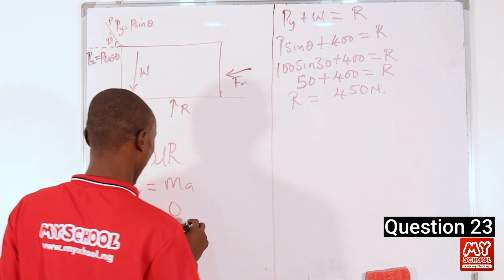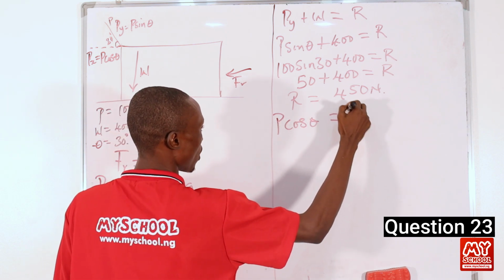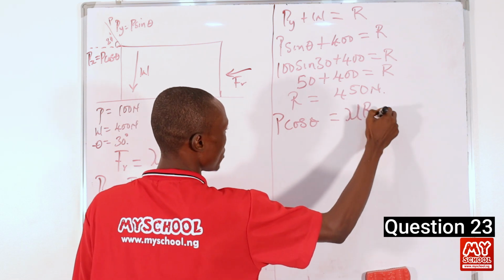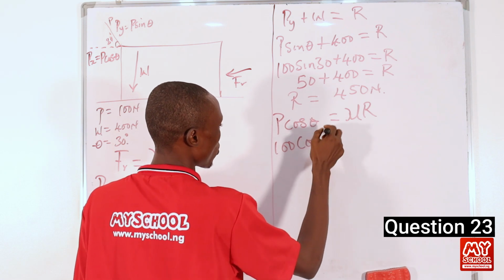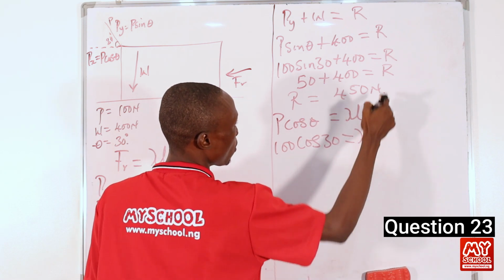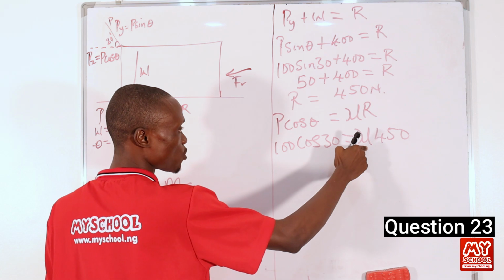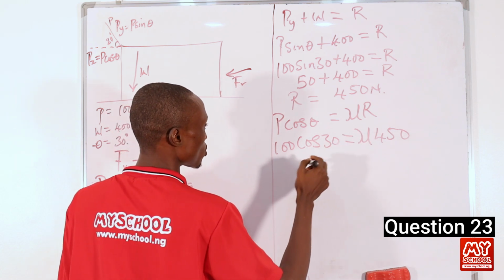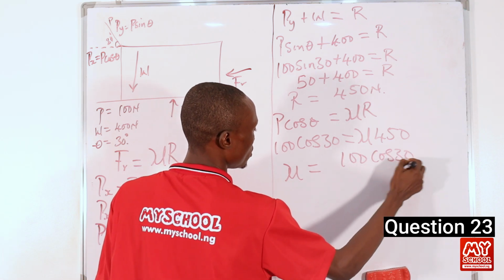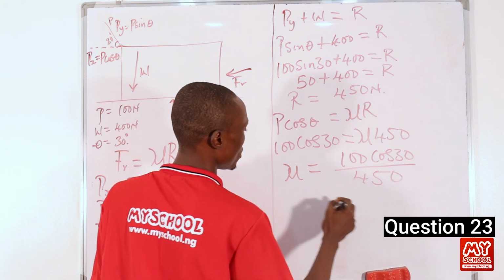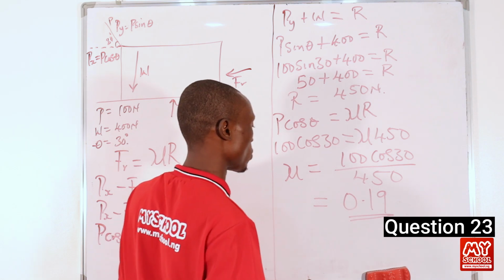From the horizontal component, we know that P cos theta is equal to the coefficient of limiting friction times the normal reaction. P is equal to 100, and here is cos 30 equals U times our normal reaction, which is 450, so we'll put it here. Since we are looking for the coefficient of friction, it becomes 100 cos 30 divided by 450, and this will be equal to 0.19. It doesn't have a unit because it's a ratio.